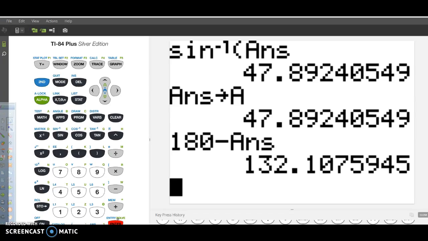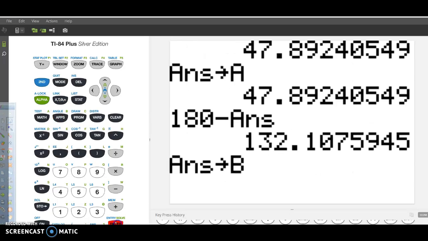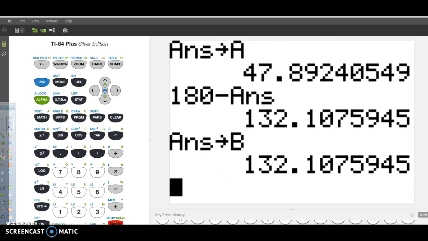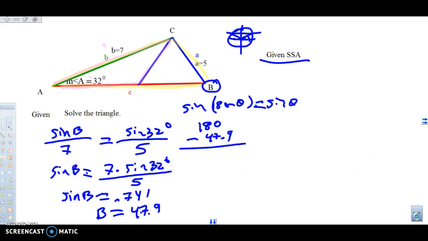and that is 132. I'm going to store that in alpha B. Okay, so that 132 is another possibility right there. So what this tells me is I have two possibilities for the measure of angle B. Angle B could either equal about 47.9, or angle B could be about 132.